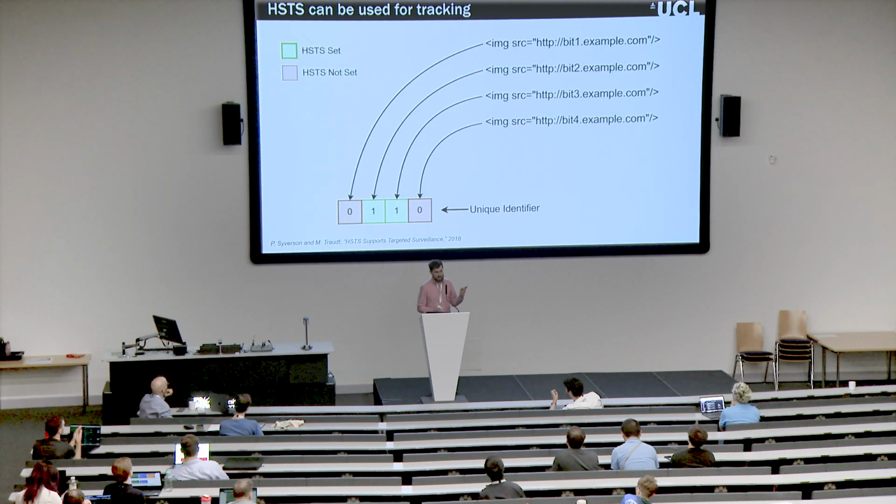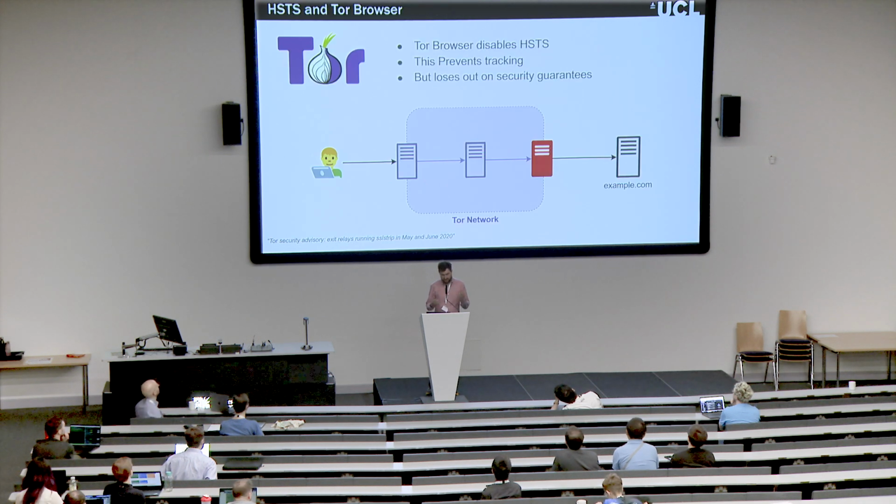Any malicious website can set a whole bunch of different source URLs and selectively activate HSTS on these URLs. This can be used as a unique identifier when you subsequently visit the website, which is not great. And so for this reason, Tor browser has always disabled HSTS, which prevents the tracking, but obviously then we lose out on that security guarantee.